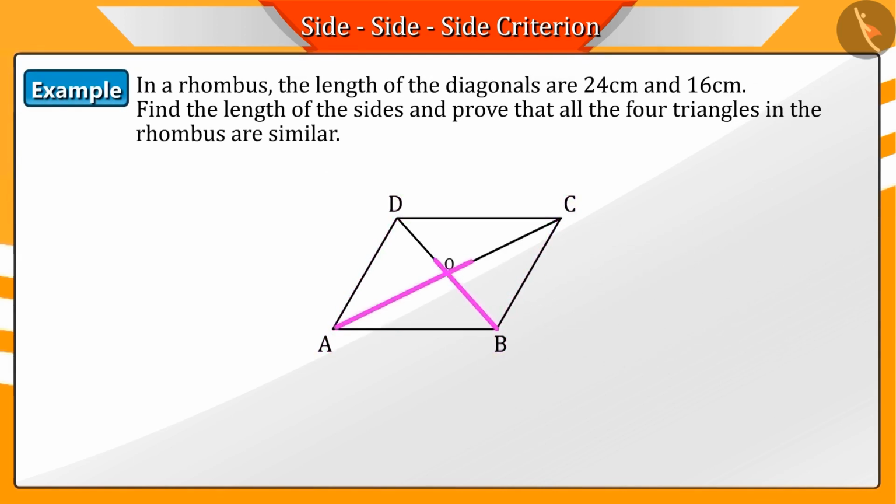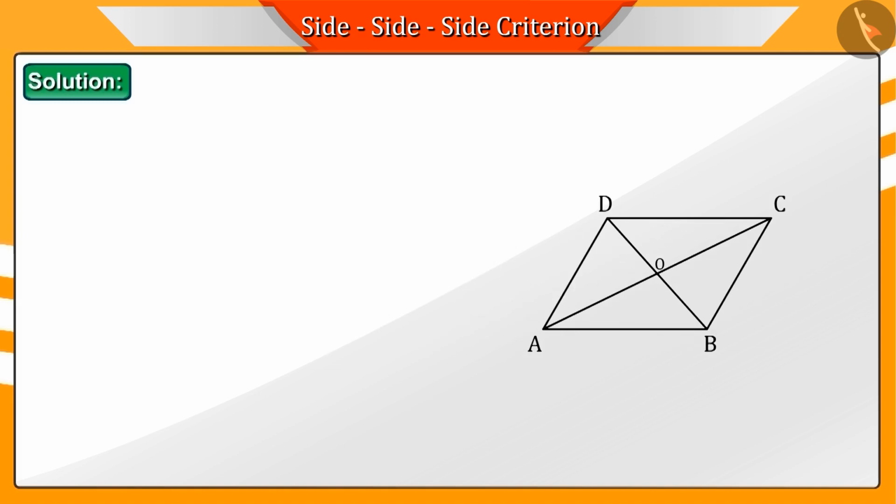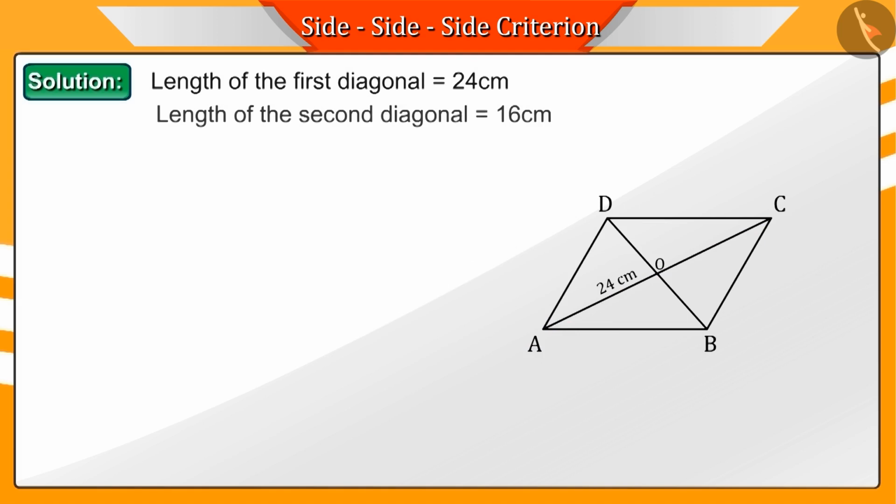The diagonals of a rhombus measure 24 cm and 16 cm respectively. Find the length of the sides of the rhombus and also prove that all the 4 triangles in it are similar. Because we know that there are 2 diagonals in a rhombus, let diagonal AC be of 24 cm and diagonal BD be 16 cm long.